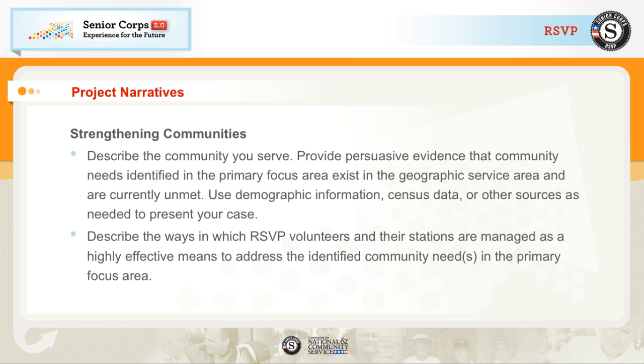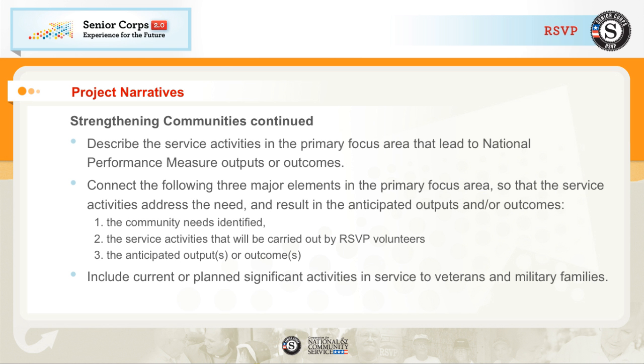Describe the service activities in the primary focus area that lead to National Performance Measure outputs or outcomes. Connect the following 3 major elements in the primary focus area so that the service activities address the need and result in the anticipated outputs and/or outcomes. 1. The community needs identified. 2. The service activities that will be carried out by RSVP volunteers. 3. The anticipated outputs or outcomes.